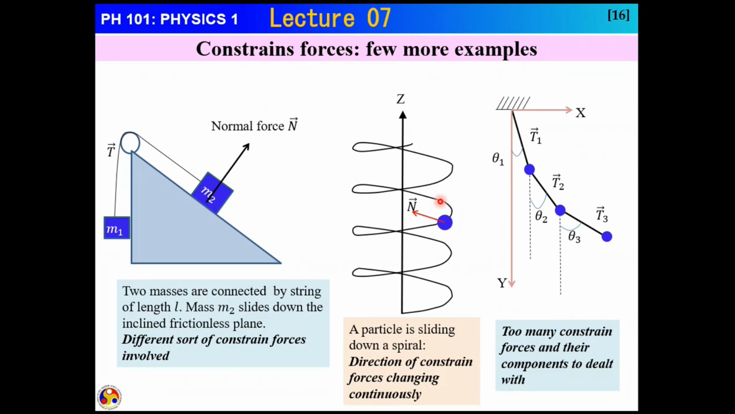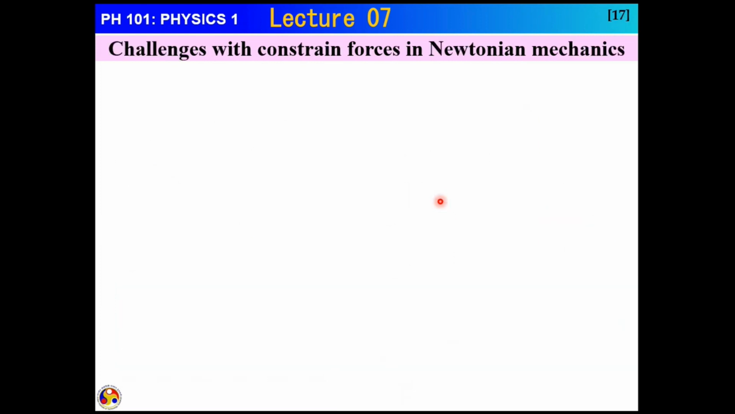Now we are having three pendulums. We have so many constraint forces, T1, T2, T3. You have to track all these constraint forces. You have to track all these tensions. So what is the drawback? I'm not saying that Newtonian mechanics is wrong, but one of the demerits of Newtonian mechanics is, first of all, that this is in vectorial form. You have to keep track of all the components. Okay.